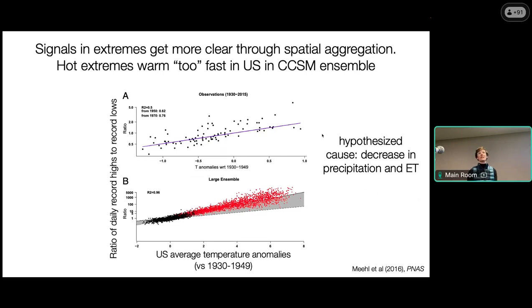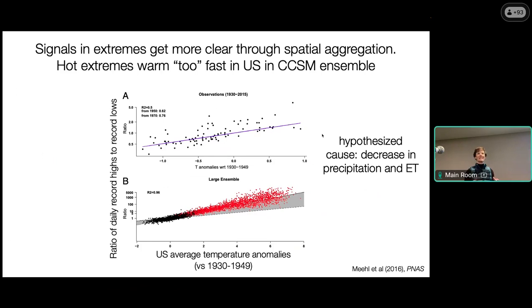So the top plot is showing observations, and they basically fit a line to that with some uncertainty estimate from a statistical methodology. On the bottom is the results from the large ensemble. So you can interpret the gray as basically the spread in the observational statistical estimate, and then the dots are from the model, black historical, red in the future. And you can see that in general, CCSM was showing a faster increase in heat extremes in the US than you'd expect based on, conditional on, mean temperature.